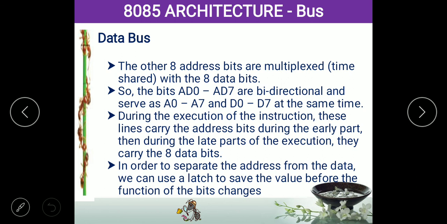Next is the data bus. Again, the data bus is the 8-bit data bus for 8085. Nowadays it may be a 64-bit data bus. Based on the capacity of the data bus, the speed increases or the data transfer increases.